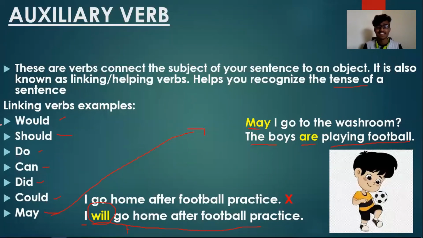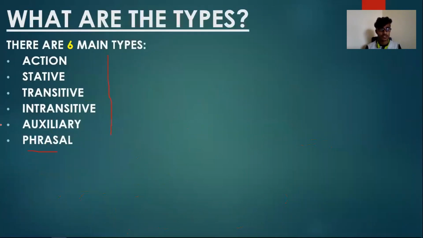So that ends our lesson for today. We've covered the first 5 main types of verbs, that is from action till auxiliary.